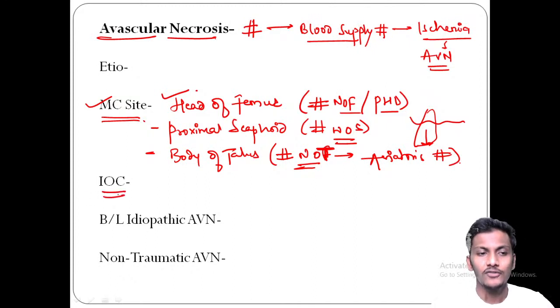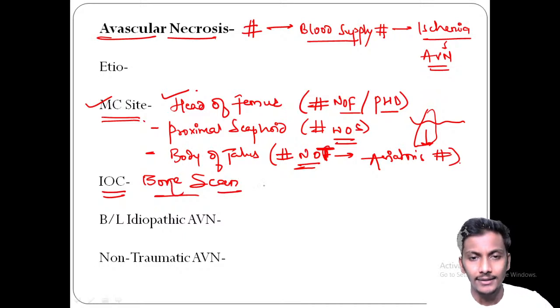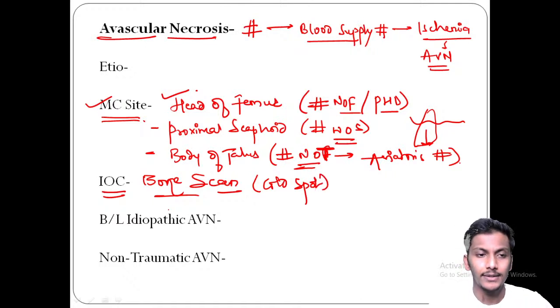What is the investigation of choice? I already told you, the investigation of choice for avascular necrosis is bone scan. As the metabolic activity is decreased in this area, you can usually see a cold spot on a bone scan. Now, an important one: if there is a bilateral idiopathic avascular necrosis, not associated with any trauma or other pathology, the cause is unknown, it is idiopathic and bilateral, in both the hips.